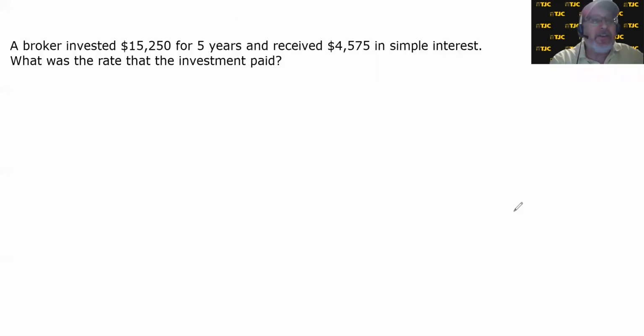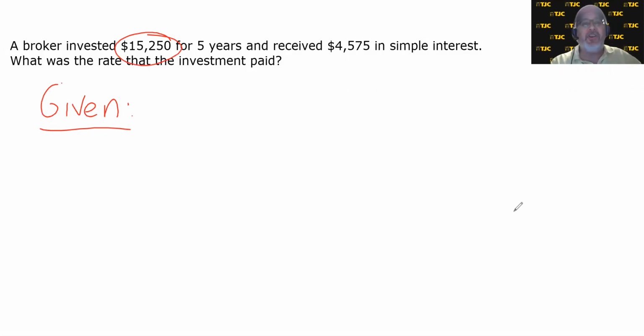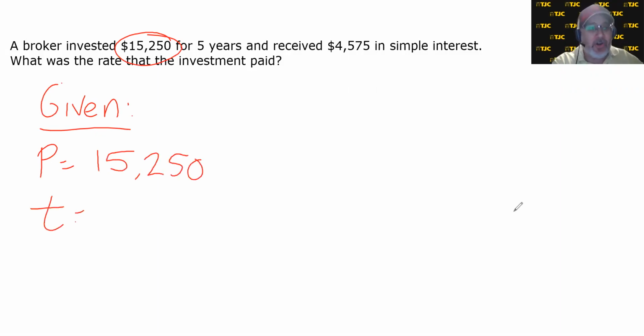A broker invested, well, let's see what we're given. A broker invested $15,250. That's our principal. That's how much he started with. For 5 years, there's our term. And received $4,575 in simple interest. There's I, $4,575. And guess what we're being asked to find?